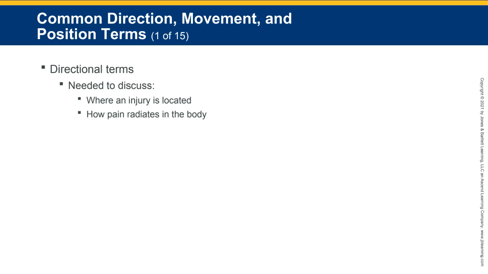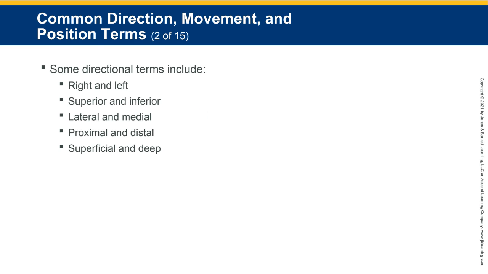Right, now let's look at common directional terms, movement, and position terms. Directional terms are needed to discuss where an injury is located. So we have to be very specific when we give our report in terms of where the injury is located. And we have to be specific when we describe the pain that the patient is experiencing and how that pain is moving.